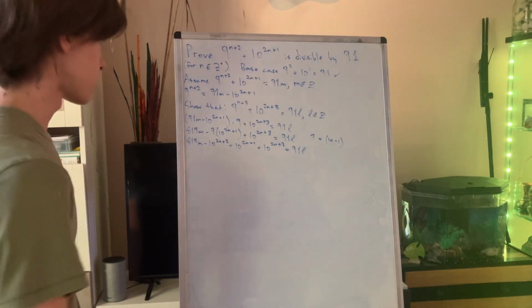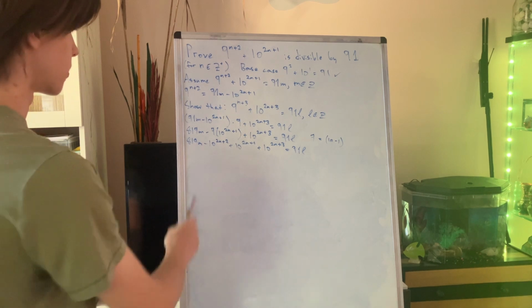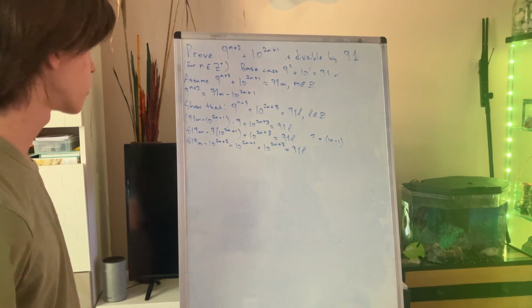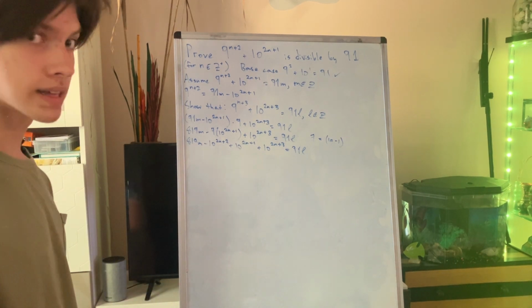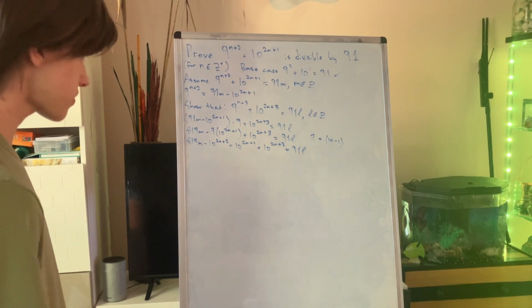Okay, but now it seems like we're stuck, right? We have to show that it's divisible by 91. We have this part that's divisible by 91. What can we possibly do? However, there's a very nice factoring trick I can show you.